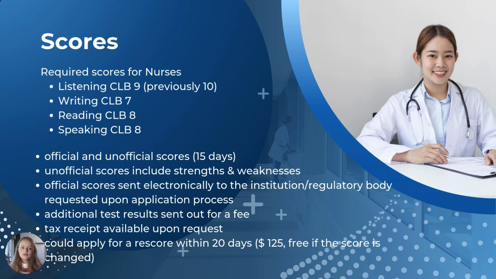You will get an official and unofficial report in 15 days. The unofficial scores are for you. They also come with a report on your strengths and weaknesses, especially for writing and speaking. And the official scores are for the regulatory body. So when you register for the exam, you need to choose where you want your scores to be sent. Keep in mind that those scores are only valid for 6 months in most cases. So I would advise not to take CELBAN until you're at the step in the process of registering with the regulatory body when they ask you for the CELBAN exam.